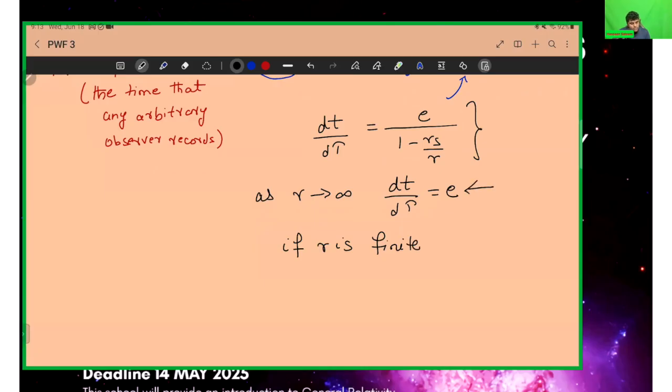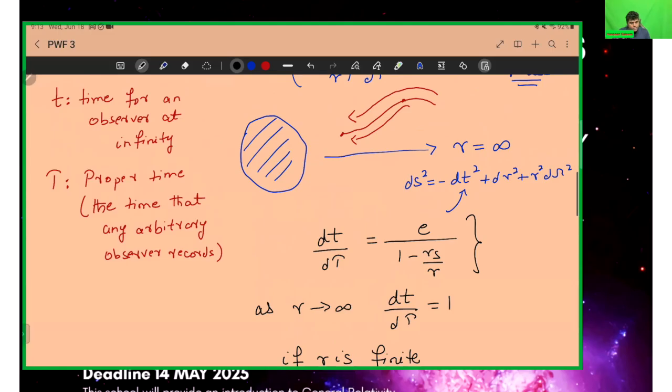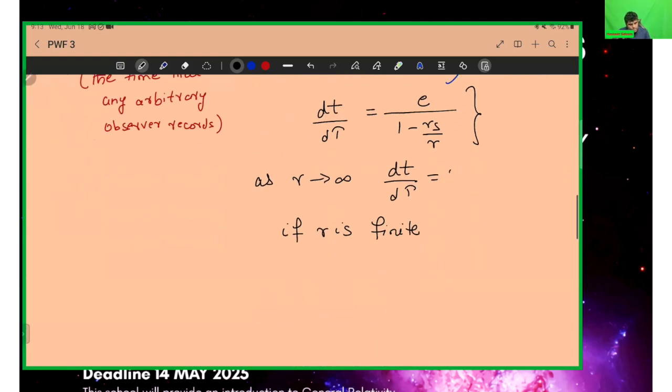by the way, there is an argument to show that this E has to be 1 in many cases. Because if r is infinity, then the observer at infinity is a bit like the observer at infinity. So t and tau can be the same in some contexts, but it's not always 1. But that's not the point. The point is that if r is finite, then dt over d tau increases as r decreases.